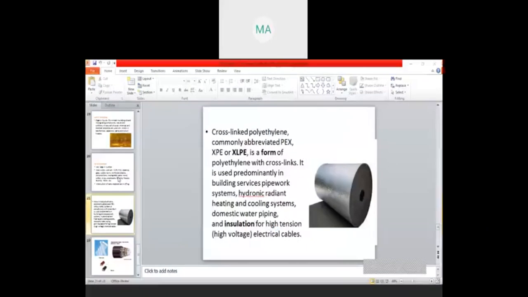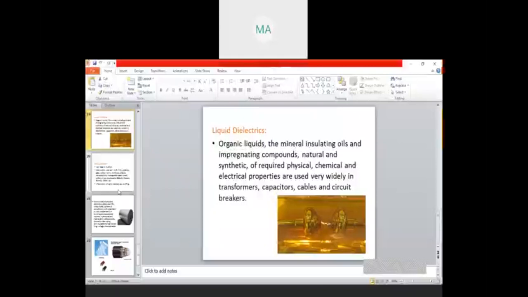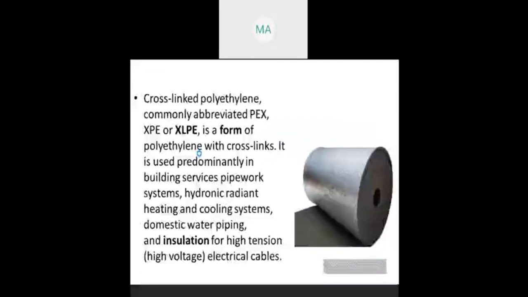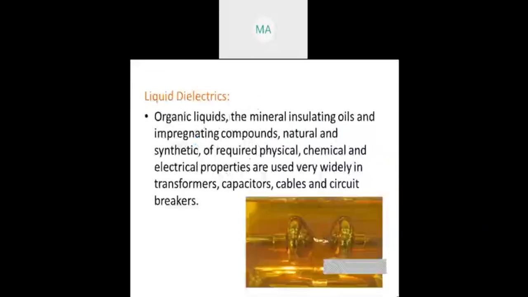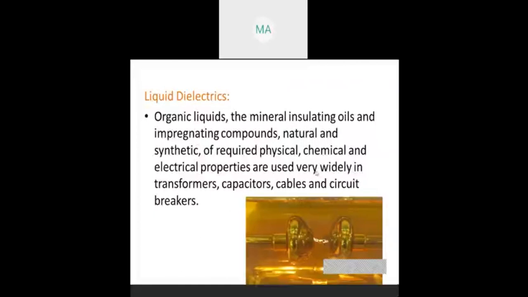Coming to the liquid dielectric medium compared to other dielectric mediums, as a liquid dielectric medium we are only using mineral oils and impregnate compounds.